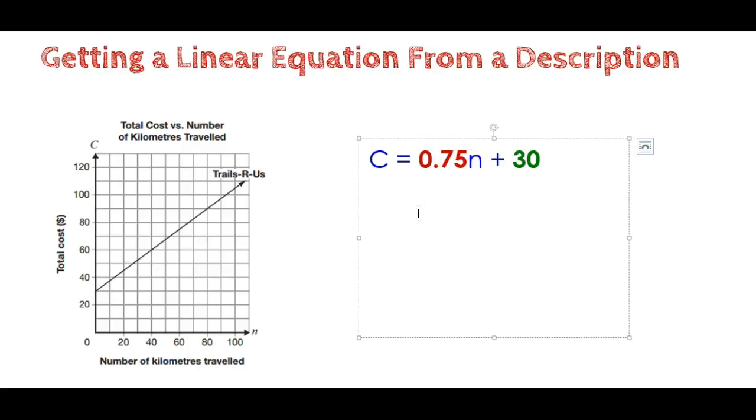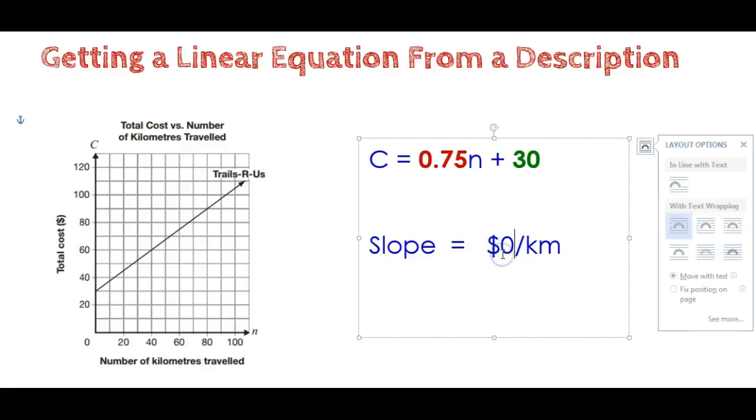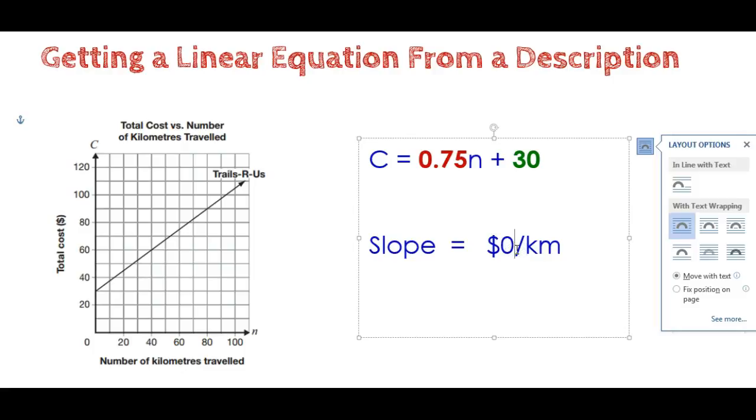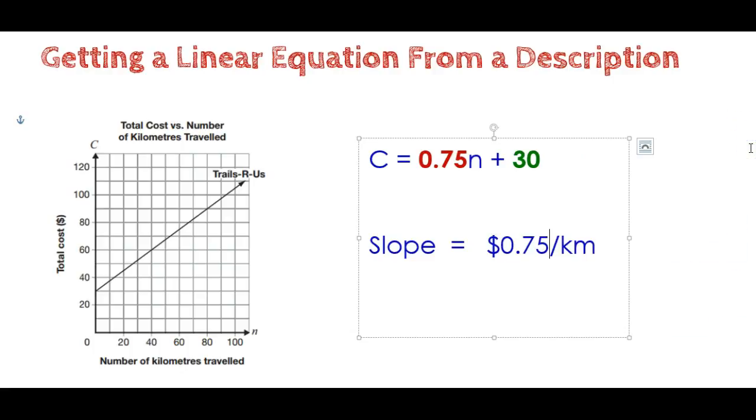I can figure that out very quickly by saying my slope is equal to my rise over run. The units of the rise are dollars, and the run is kilometers on my x-axis, so it's dollars per kilometer. That's what this 0.75 is representing, right? 0.75. So there I go with that.